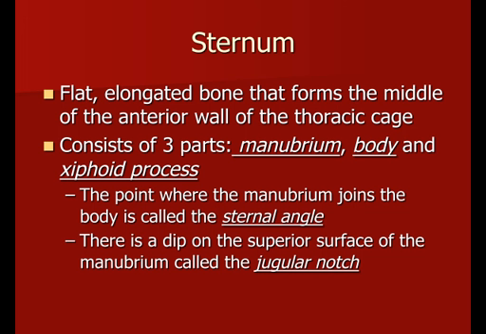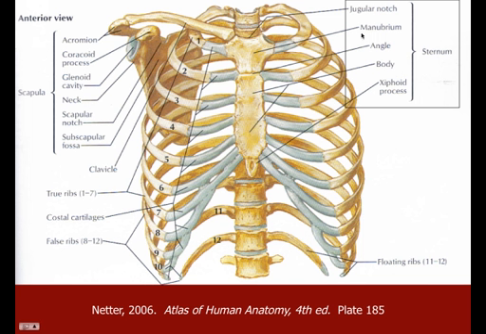Okay, another piece of the thoracic cage is your sternum, the flat elongated bone that forms in the middle of the anterior wall of the thoracic cage. There are actually three parts to it. It looks like a single simple bone, but there are actually three parts to it: the manubrium, the body, and the xiphoid process. The point where the manubrium joins the body is called the sternal angle, and it's not much of an angle. It looks more like a line, but there is a slight angle there. And there's a dip on the superior surface of the manubrium called the jugular notch. Right? So that is very palpable right in the center of your chest.